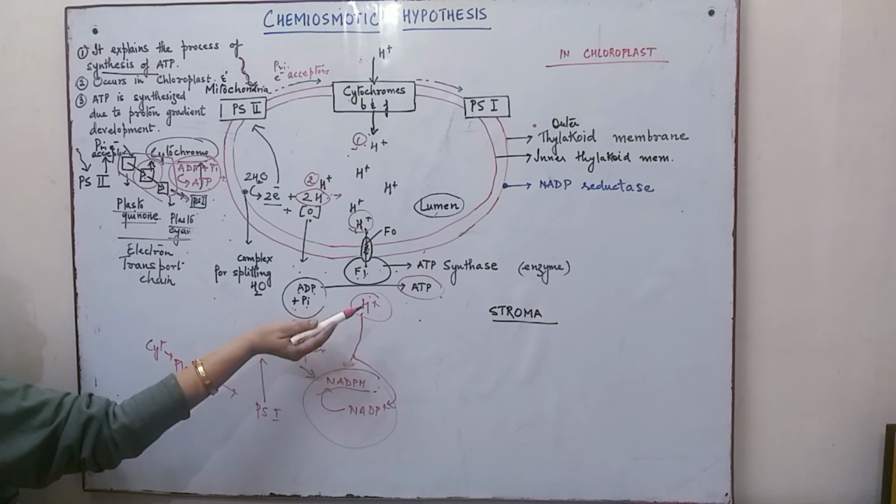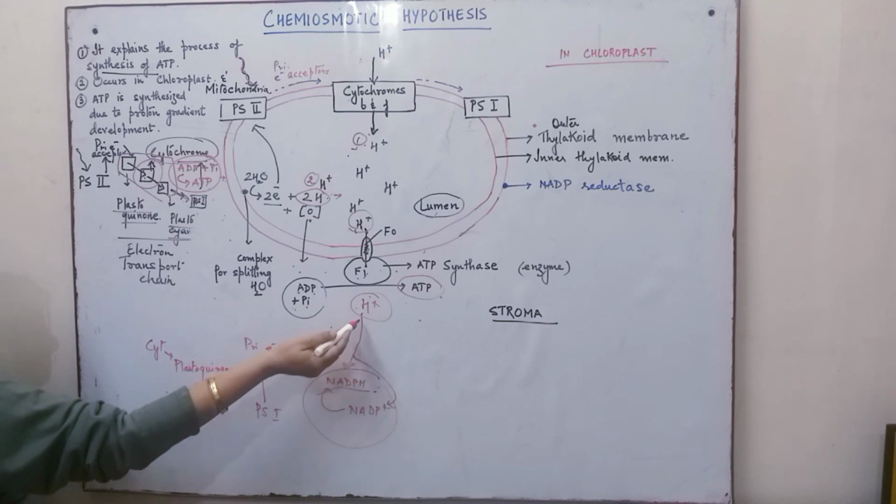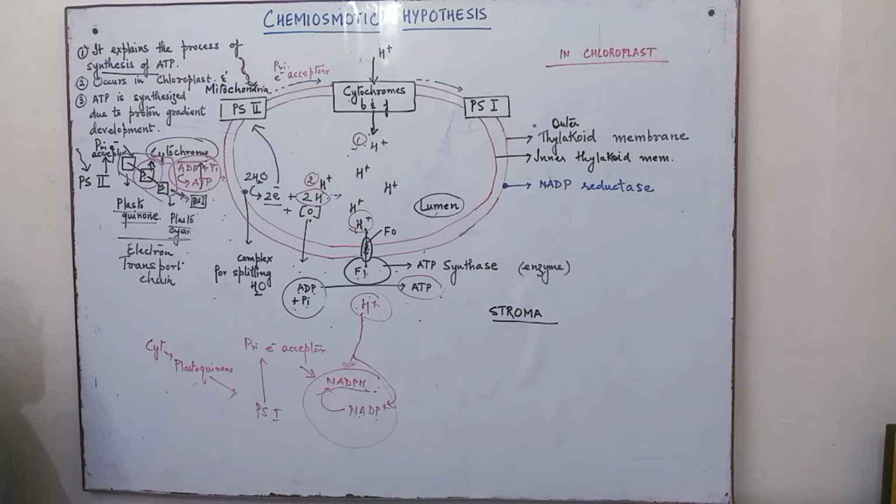So here the chemiosmotic hypothesis helps us to understand the formation of ATP, and the proton which is being released into the stroma during the ATP synthesis is utilized for the reduction of NADP to NADPH. These are an important source, very much required for the dark reaction, and are used to further lead down the process of photosynthesis.